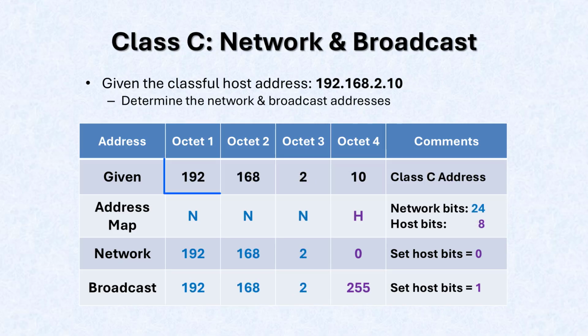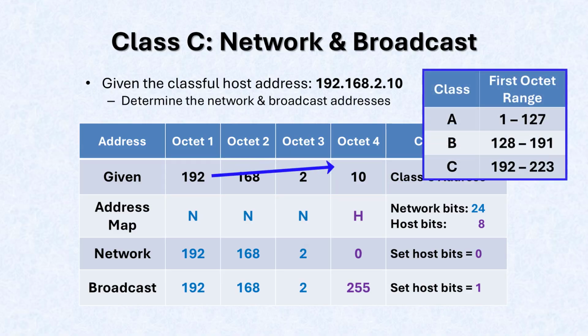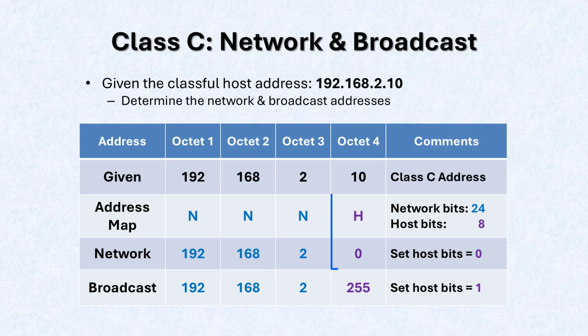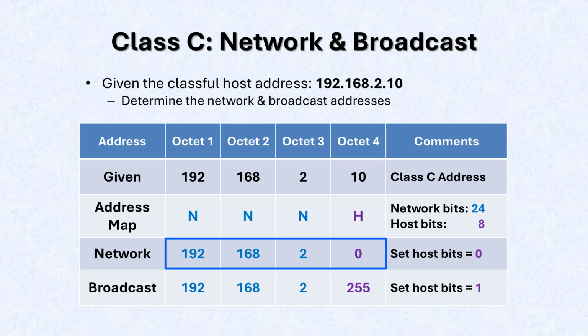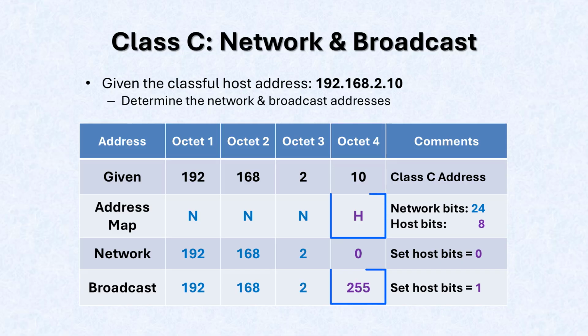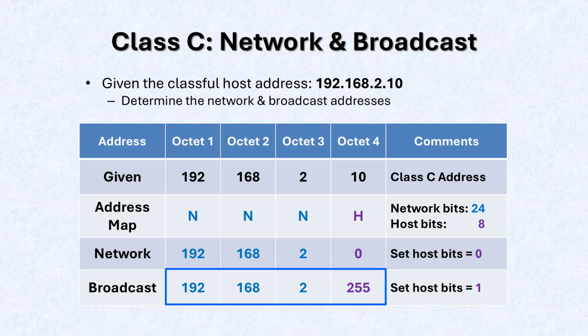Finally, we are given the classful host address 192.168.2.10. Since the first octet is 192, it is a Class C address. To obtain the network address, set all host bits to 0. This gives 192.168.2.0. To obtain the broadcast address, set all host bits to 1. This gives 192.168.2.255.